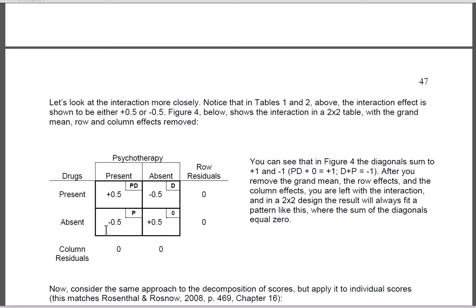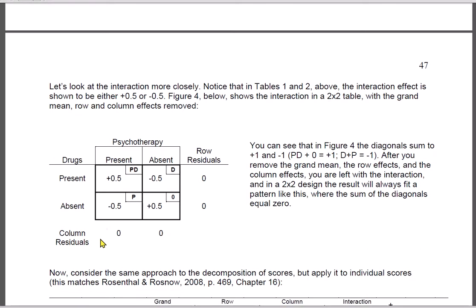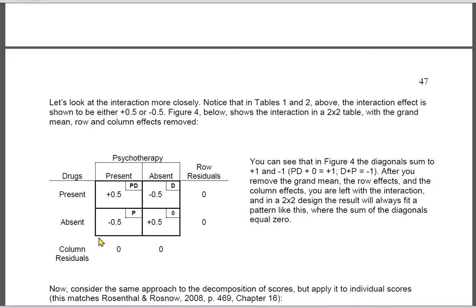One of the things that Rosnow had difficulty explaining to people, and I usually do this in class writing on the board, and so it's kind of hard to do it verbally here, is that in a 2x2 design, you always get a structure like this for the interaction. You always get a diagonal that's crossed like this. It may not be perfectly crossed, but the numbers have to cancel out to 0.